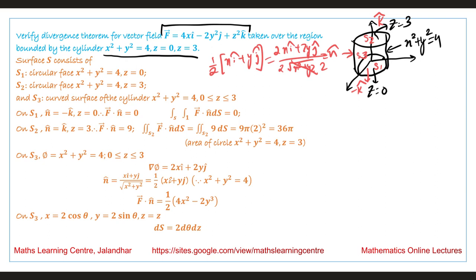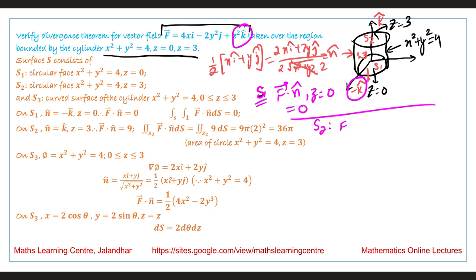Now next we have to calculate the value of F vector dot n cap, first on S1, where z is equal to 0. The normal is minus k cap, and when we substitute, the answer we obtain is 0. On S2 we have F vector dot n cap, taking the dot product with k cap again, and the value of z is 3. So the answer we obtain is F vector dot n cap equal to 9.